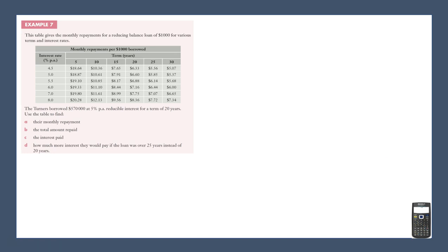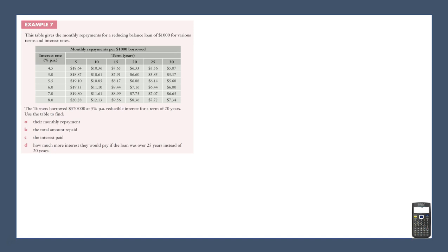Let's have a look at this example. This table gives the monthly repayments for a reducing balance loan of $1,000 for various terms and interest rates. The terms mean the length of time you want to have to be able to complete the payments of the loan. They're the terms of the loan. Please stop the video at any time and note these things down. This is what you need to be writing in your summary and key points.